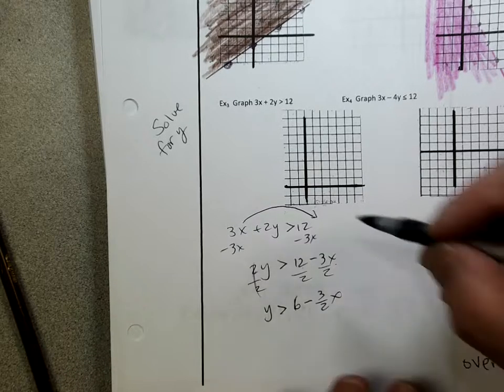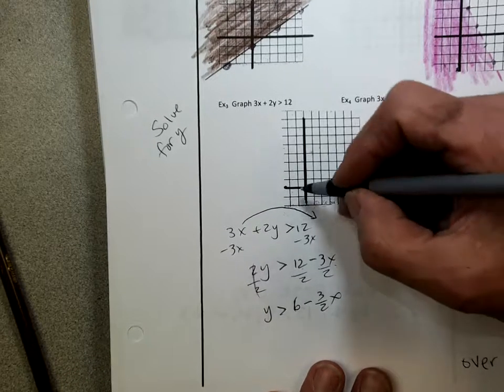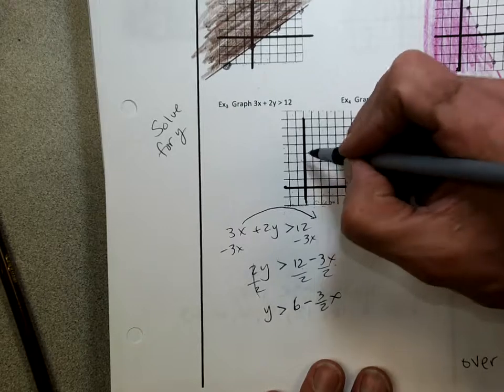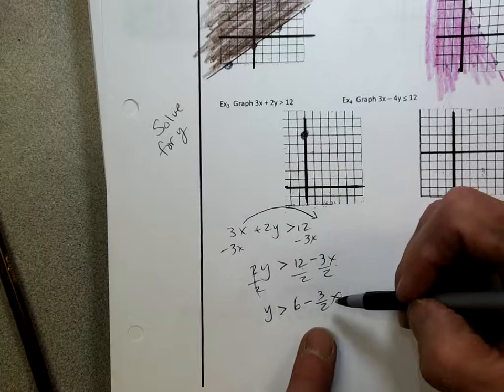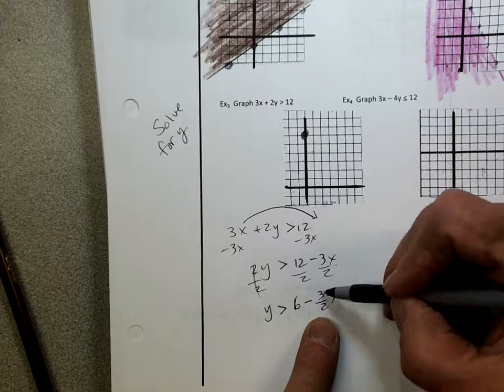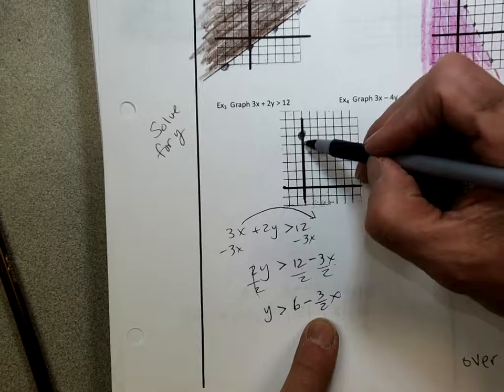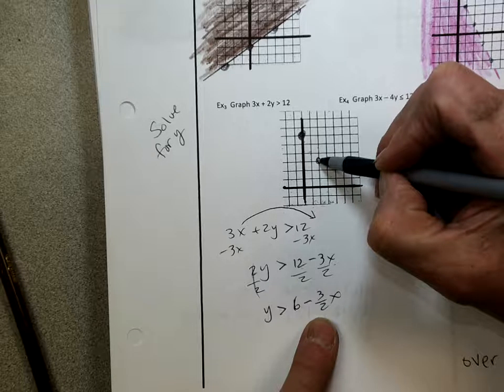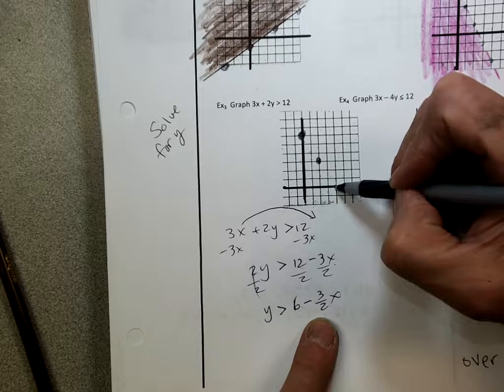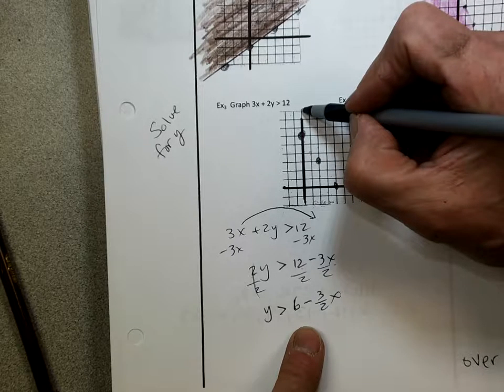So I'm going to start with 6 on the y-axis for our y-intercept. So I go 1, 2, 3, 4, 5, 6. Okay, I start my y-intercept at 6. And then my slope is negative 3 over 2. So start at 6. I'll go down 1, 2, 3, over 1, 2, down 1, 2, 3, over 1, 2. And I can actually go up 3, back 2, right?